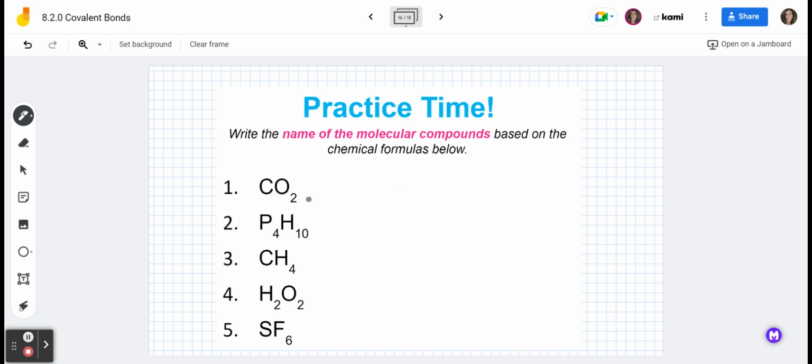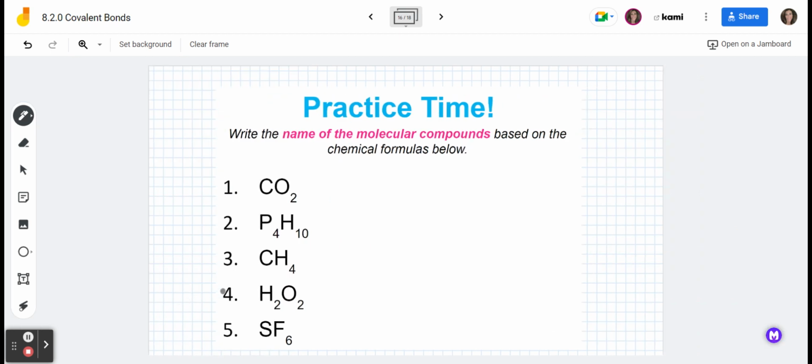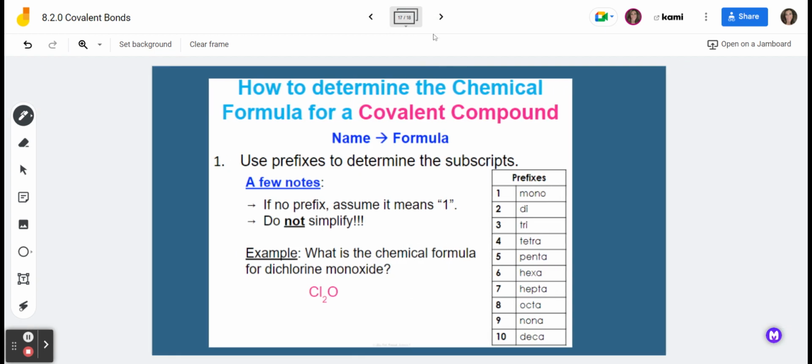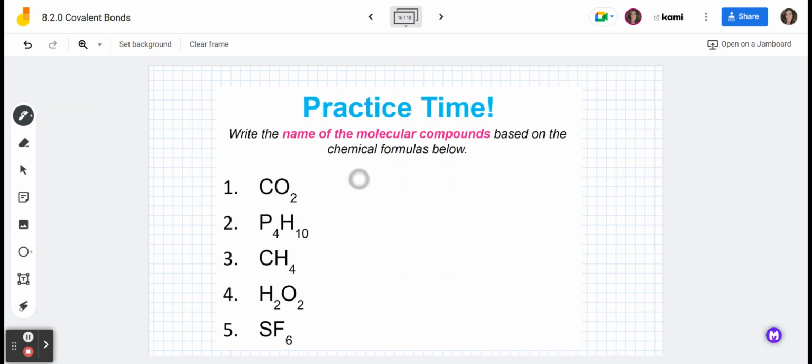All right, so for example, to try these out, go ahead and pause the video and see if you can name these according to the rules here. And then you can check the key. Yes, I do not have a key.